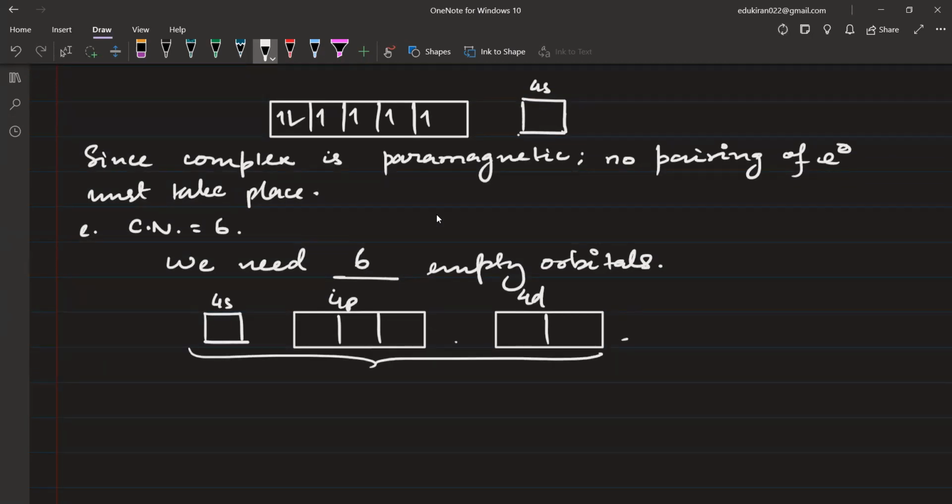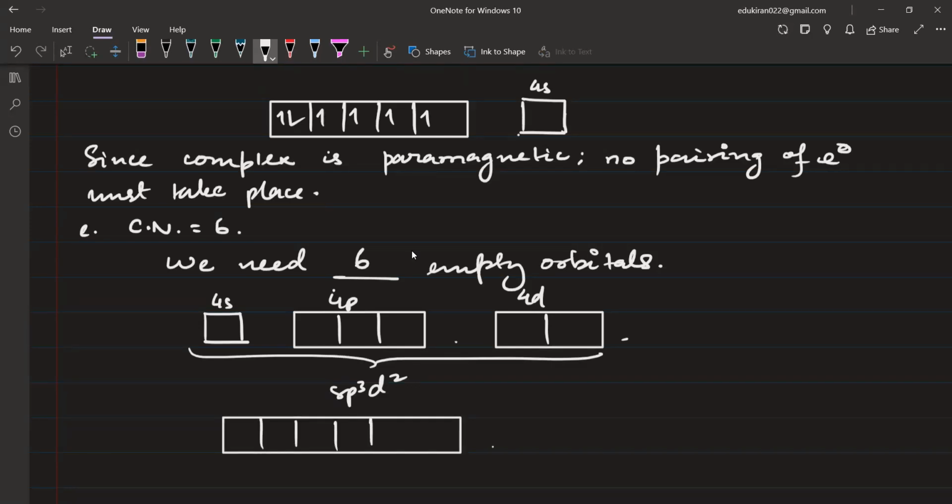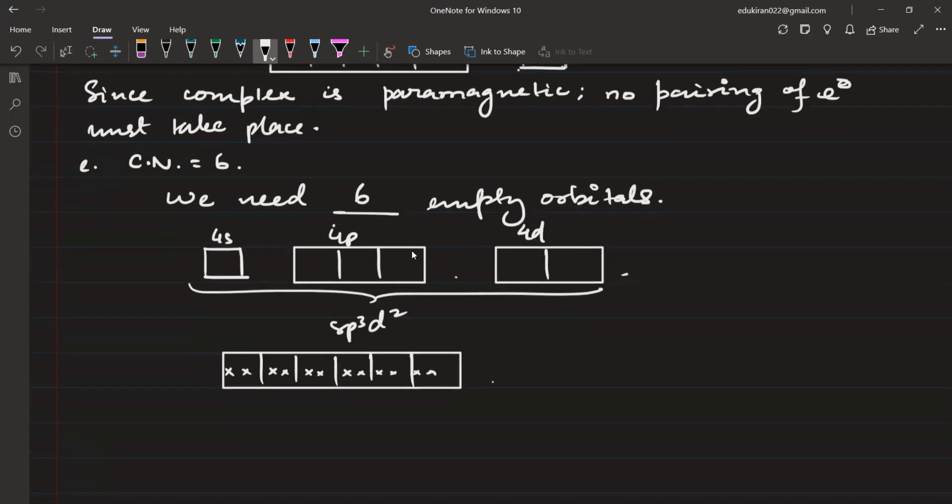And then you will have sp3d2, and since you are using this 4d, that is the outer shell, the outermost shell, so it will be an outer orbital complex. And then you will just get these 6 together. 1 2 3 4 5 6. Okay, and all of this is given by fluorine. All of this is fluorine. Okay.